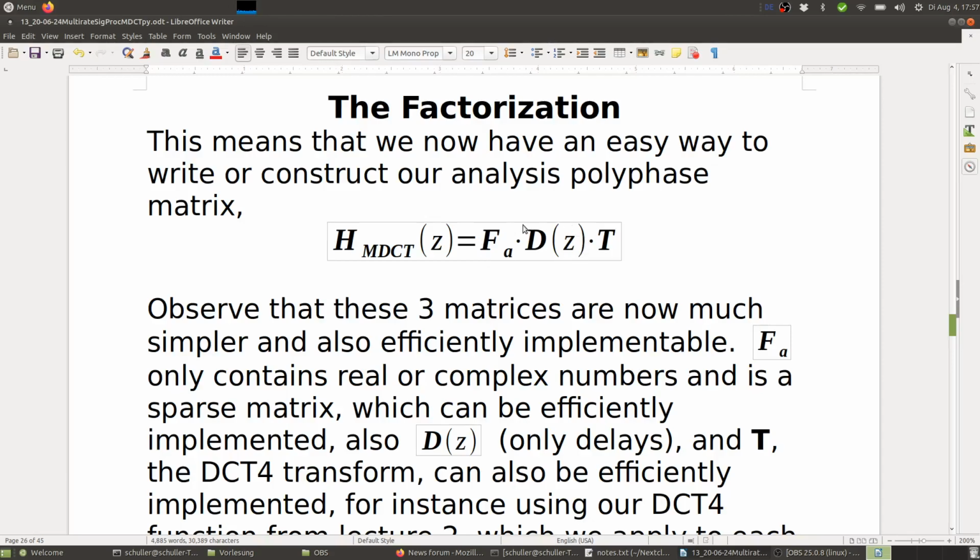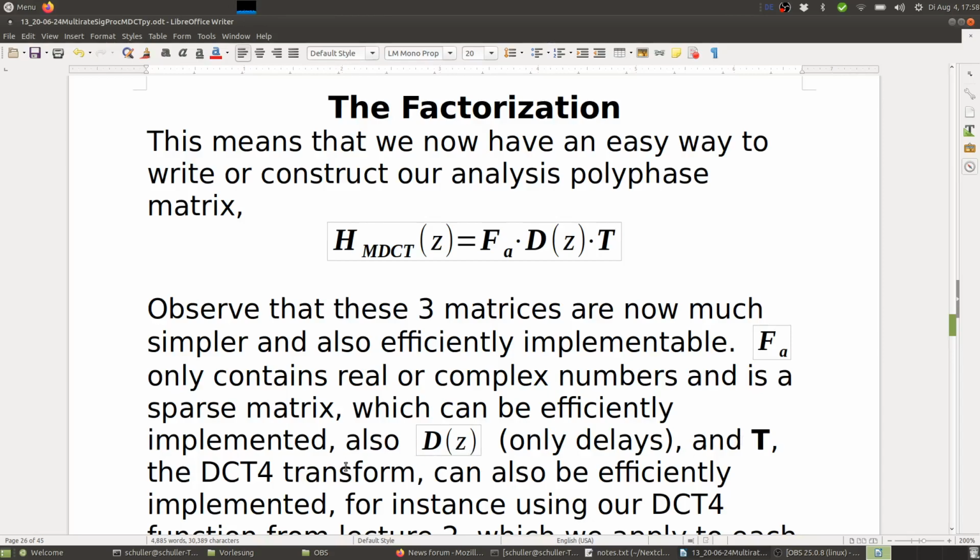Then D is our delay matrix, D of z. This is the only one which contains the factor z to the minus 1. And finally, the DCT4 transform matrix, which also contains just float numbers. So observe that these 3 matrices are now much simpler and also efficiently implementable. Fa only contains real or complex numbers and is a sparse matrix which can be efficiently implemented. Also D of z, which contains only delays.